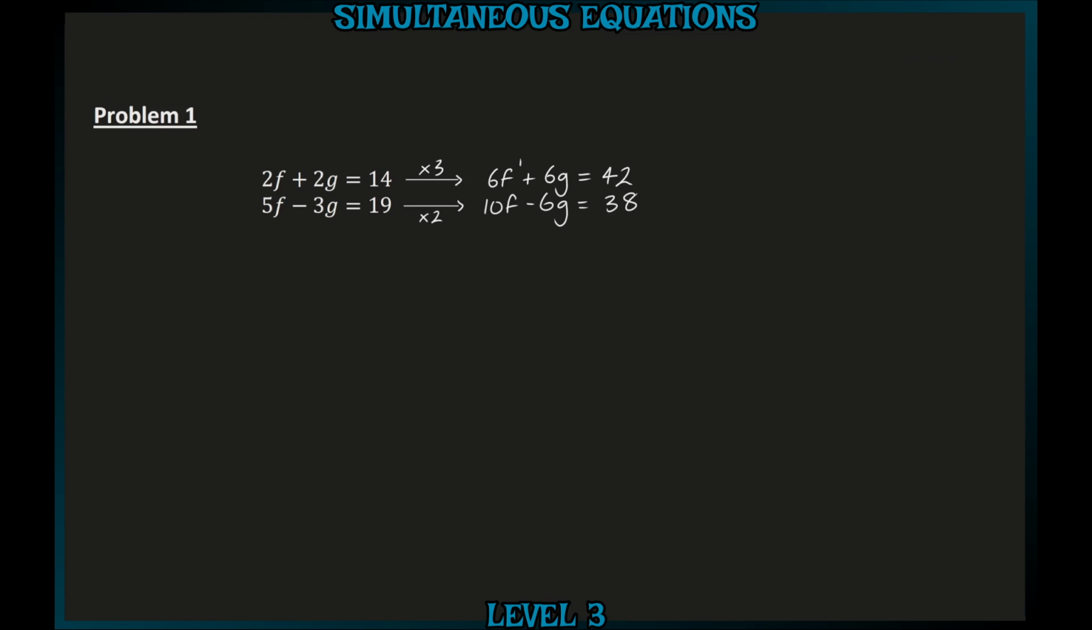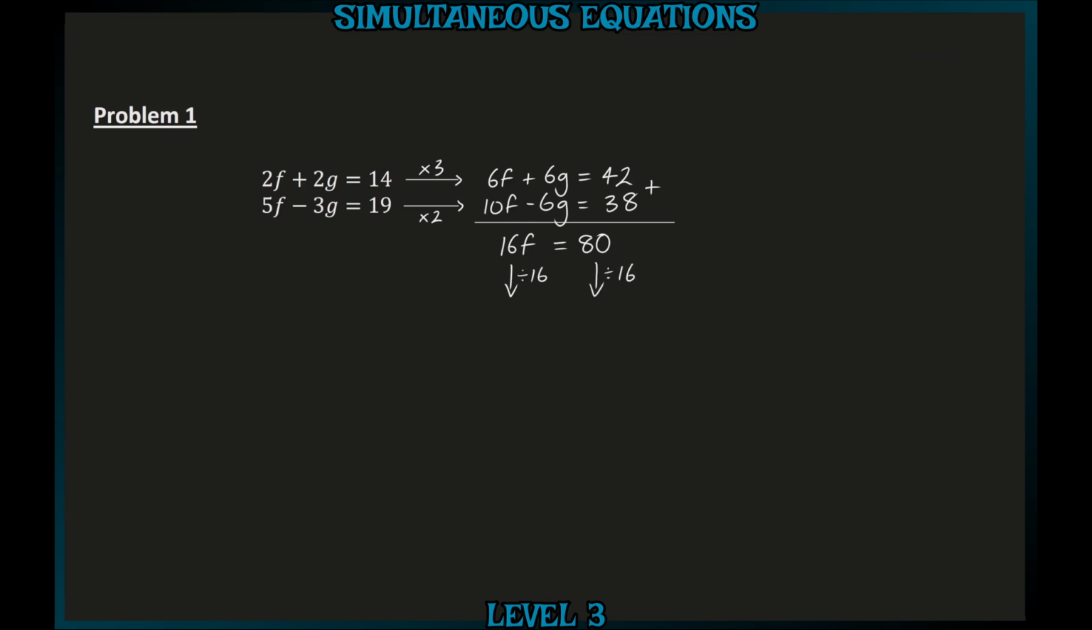Now, as mentioned earlier, because we have opposite signs on our g's, to eliminate them, we're going to add them together. So adding the top and bottom equations together, starting with the f's, we've got 6f plus 10f gives us 16f. The plus 6g added to the minus 6g becomes 0, and on the right, 42 plus 38 gives us 80. We can now solve this equation to find f by removing the times 16 in front of the f, and we can do this by dividing by 16 and doing the same on the right.